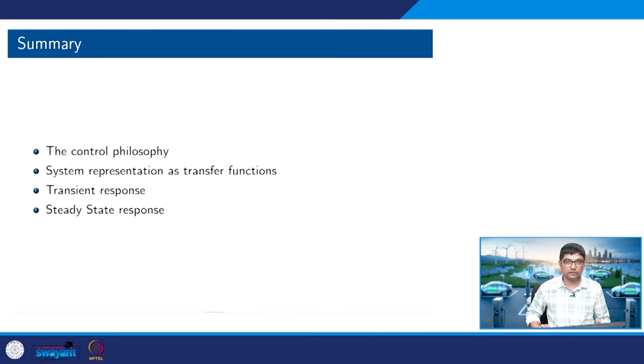So, to summarize, we started off so far with the control philosophy. We asked ourselves certain questions, and to answer those questions, we wanted to represent the system as certain transfer functions or differential equations and so on. And then the question we asked was, how does the system respond to certain inputs? And then we devised for ourselves what is called the transient response and the steady state response. And both of these, transient and steady state, will now form the backbone for any of the control design that we will see in the upcoming lectures.